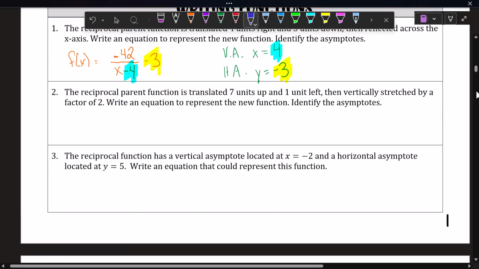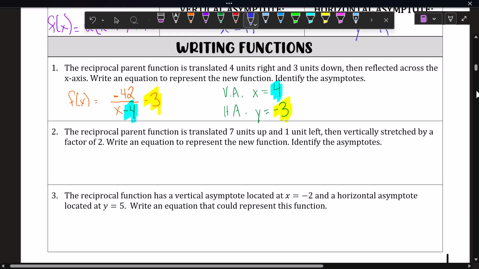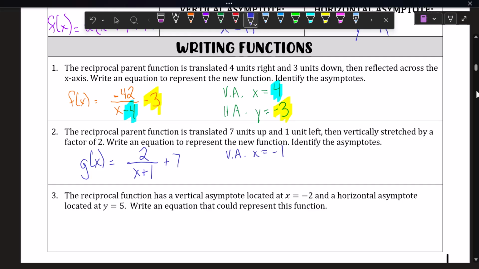Let's try a couple more of these. The reciprocal parent function is translated 7 units up and 1 unit left, then vertically stretched by a factor of 2. We'll do g of x now. Set up our fraction. We got an x there. Translated 7 units up, so that's behind the function. 1 unit left, so it'll be plus 1. Vertically stretched by a factor of 2, well, that's our a. So that's our whole function. Our vertical asymptote is what our x equals, which is -1, opposite of what's in the denominator. And the horizontal asymptote is y equals 7, what's by itself after the fraction.